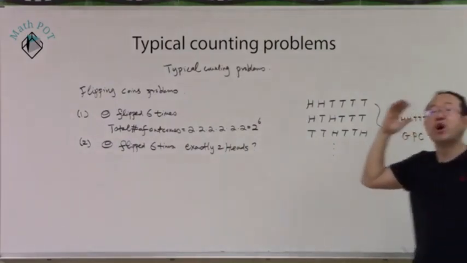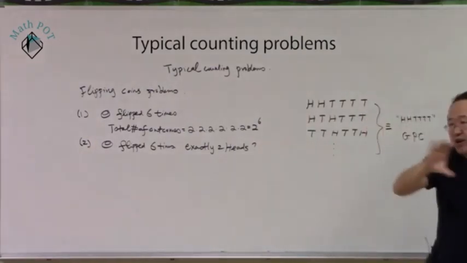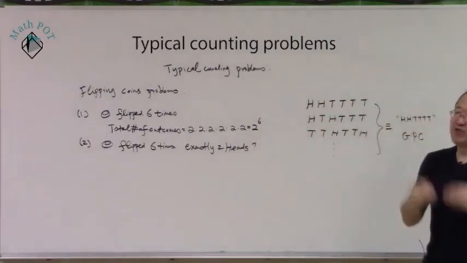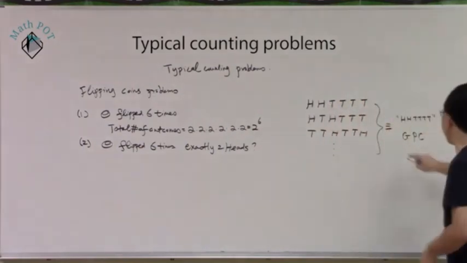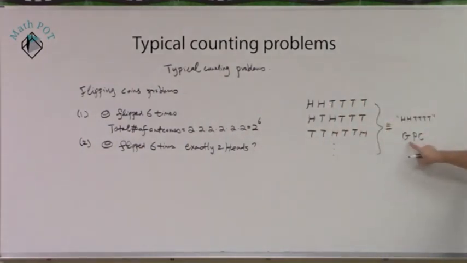Of course, we want to use all those six objects. Clearly, we care about order. If we do not care about order, the answer is only one. So we identify this as a generalized permutation and combination problem. The answer is six factorial, divided by two factorial for the two identical H's.